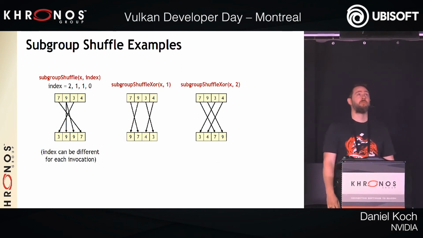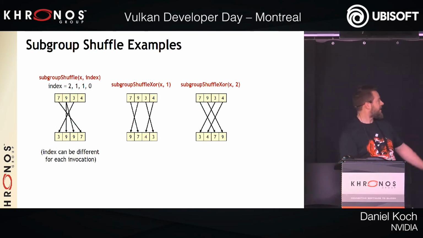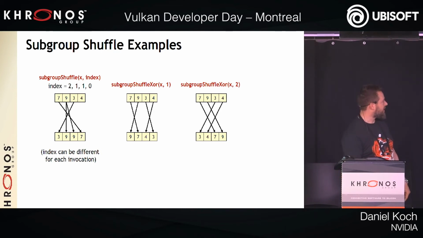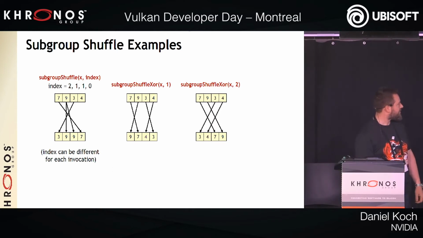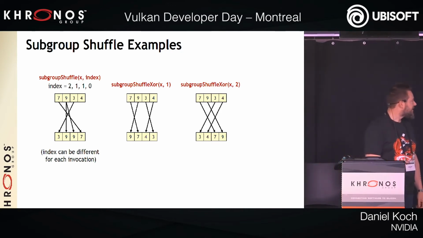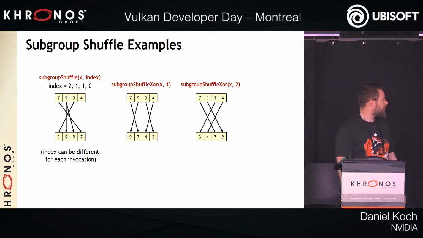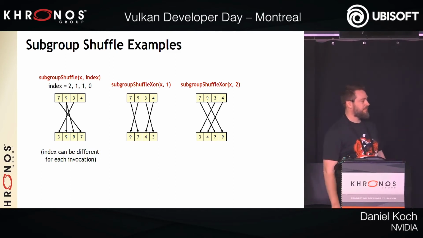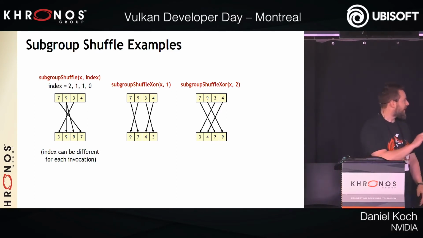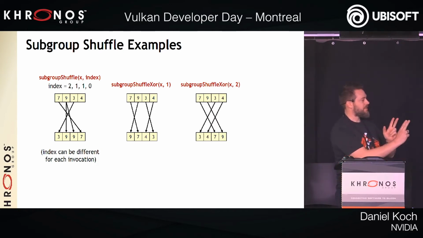Just as an example here, subgroup shuffle with index. In this case, the index for the invocations is going to be 2, 1, 1, and 0. That's the value that they're going to pass in for index, and they're going to end up reading from the different cells, or the different invocations. If you do a subgroup shuffle XOR and pass in a mask of 1, basically pairwise they're going to swap. If you pass in subgroup shuffle XOR 2, basically every 2 in a quad is going to swap.